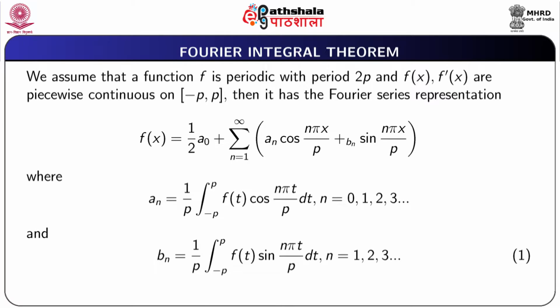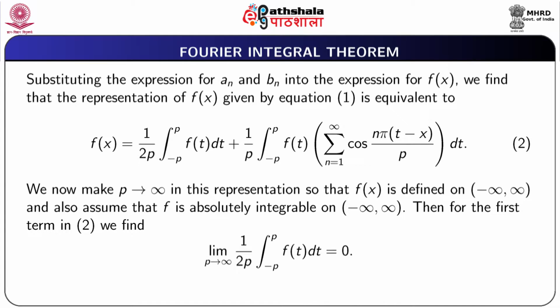Now we make p tend to infinity in this representation, so that f(x), which was defined in the interval minus p to plus p, is now defined in the interval minus infinity to plus infinity. And here we also assume that f is absolutely integrable in the interval minus infinity to plus infinity. Then we see that the first term in the representation of f(x) given by equation 2, as p tends to infinity, is equal to 0.